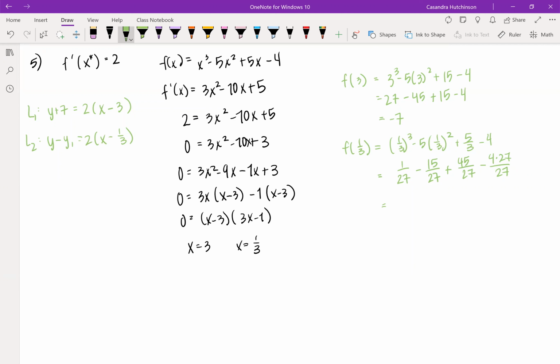So we have 1 minus 15 plus 45 is 29, minus 108 over 27. I can't do it in my head quickly, so I'm just going to write out all the steps. So this is now 9, 18 minus 9, 9 minus 2 is 7. So I have 79 over 27.